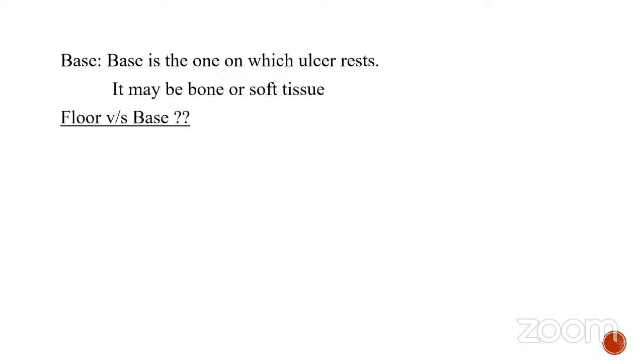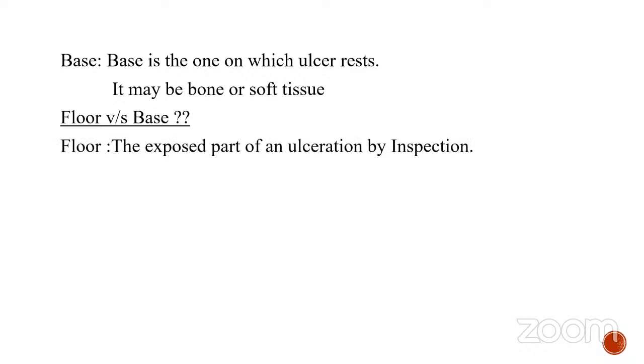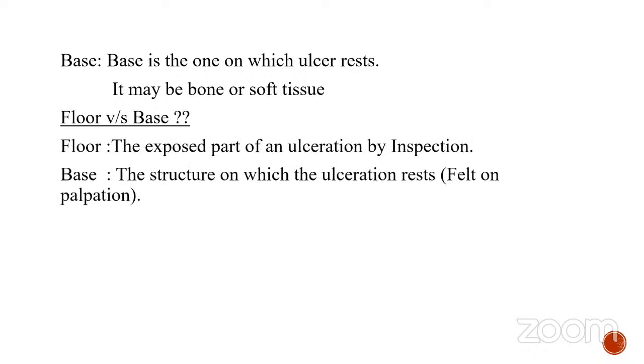And the last feature of an ulcer is the base. Base is what the ulcer rests on. It may be bone or soft tissue. The ulcer can rest either on soft tissue or on bone. So what's the difference between floor and base? Floor is the exposed part of the ulcer, and we can see that by inspection. Whereas base is a structure on which the ulcer rests, and that we cannot see, but we can feel it by palpation.